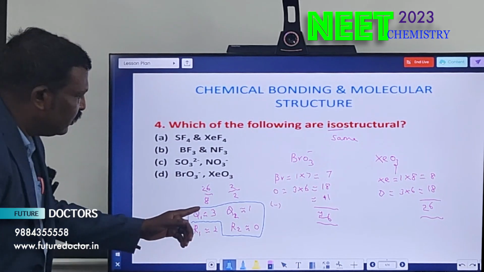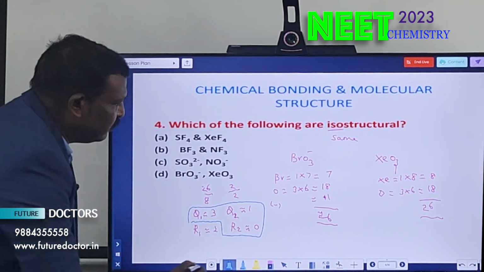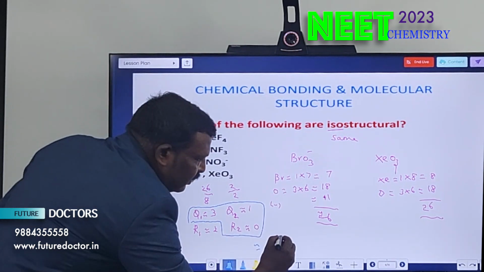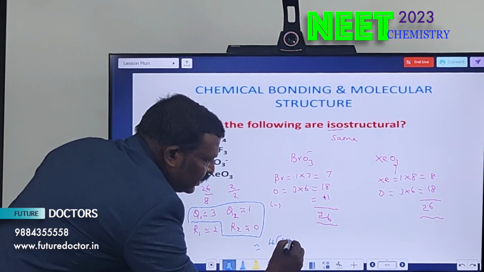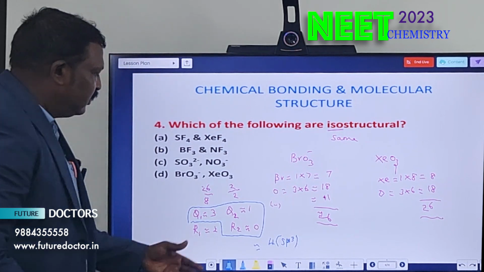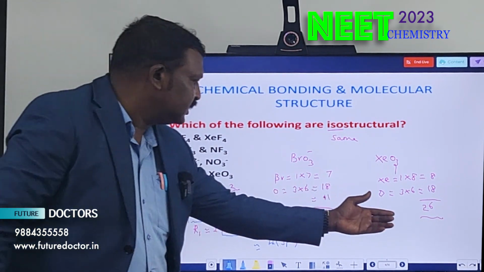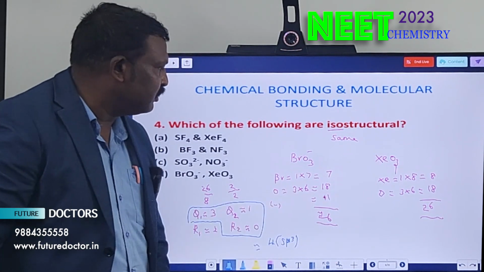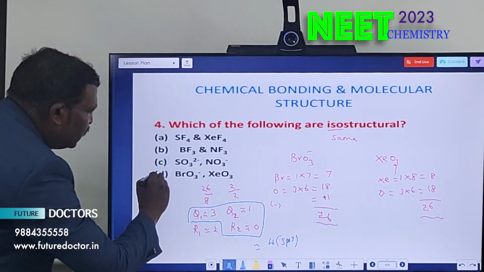This is a way to find out. So 3 plus 1 plus 0, the answer will be 4. 4 means one s orbital and three p orbitals, so sp3 hybridization. This also gives 26, so both are getting the same hybridization. Same hybridization means same geometry. Answer D is the correct one.